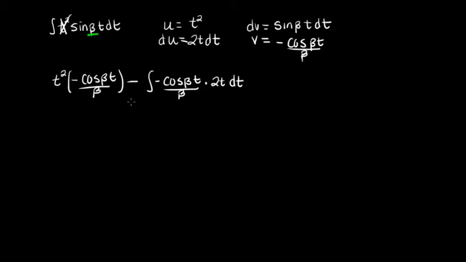All right, so we are not quite done. We are about halfway at this point. However, what I like to do is pull out my constants. In this case, it's a negative 1 over beta and a 2. Because these are products, they can come out together.